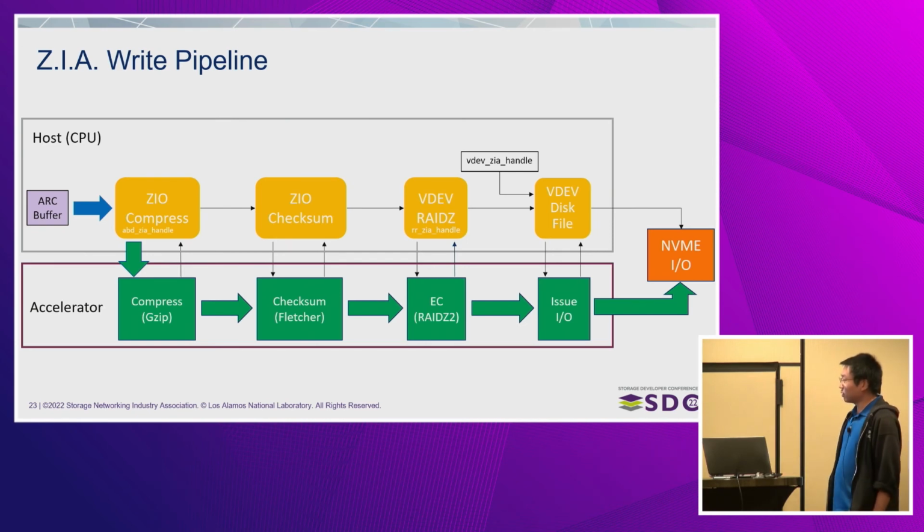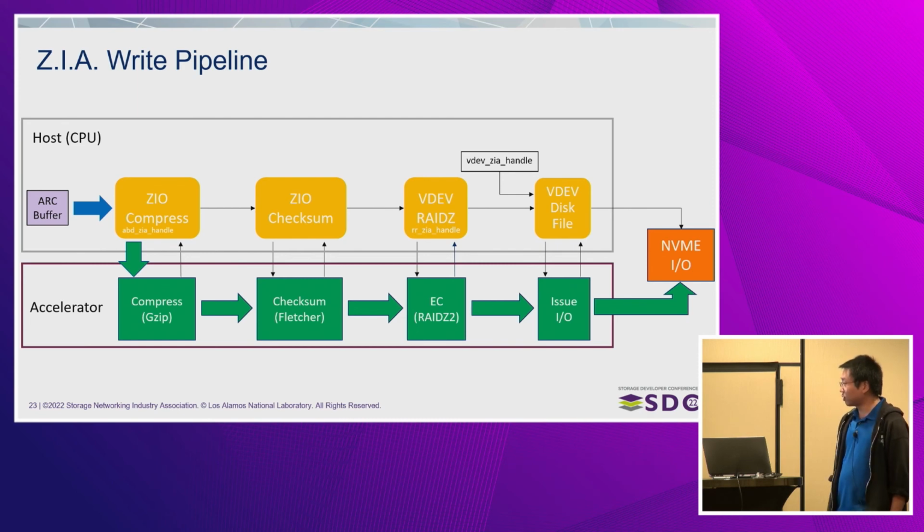So this is what the ZFS Write Pipeline looks like with ZIA enabled. As before, we have compression, checksumming, erasure coding, and the I/O stages. When the data hits the first stage, the compression stage, ZIA will notice that the data is in memory and has not been offloaded. So it offloads the data onto the accelerator and then runs compression on it. A simple OK code is returned back to the host, but the data stays on the accelerator.